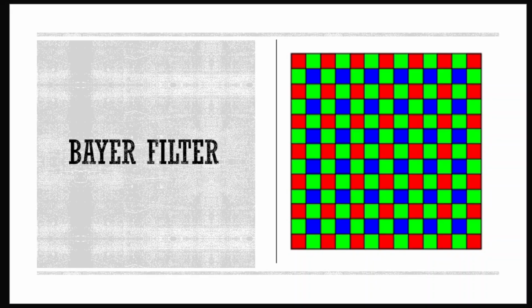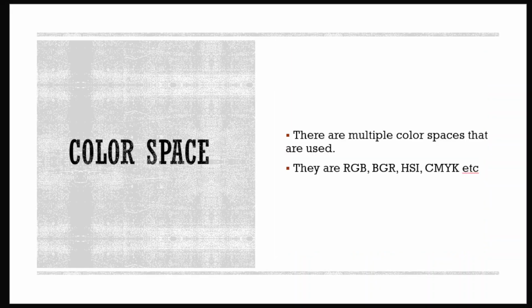So now we know how the camera is selective towards a specific wavelength of light, and how colors are being perceived. Now we look towards the color space. There are many color spaces, and you need to know how they work.